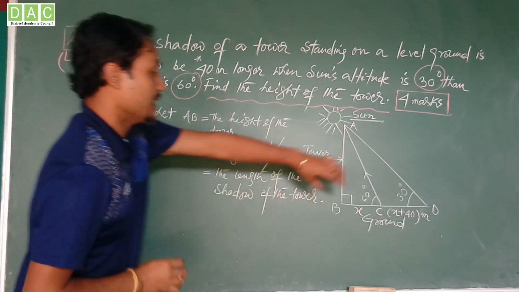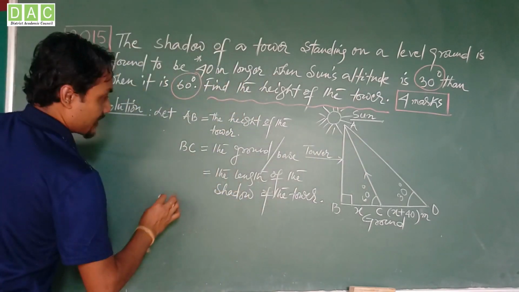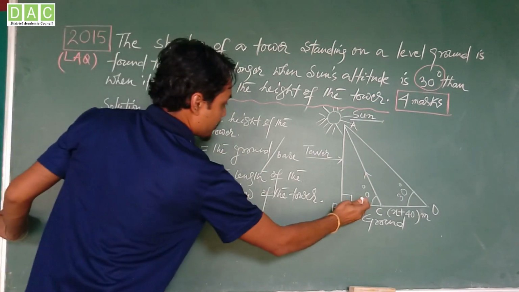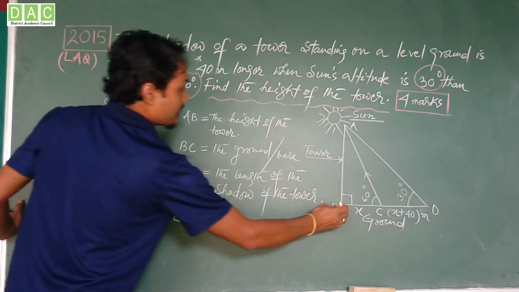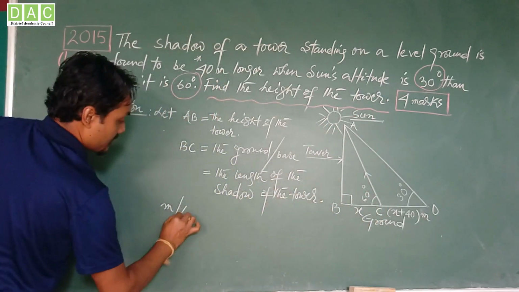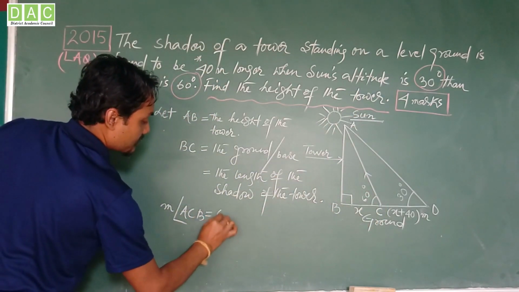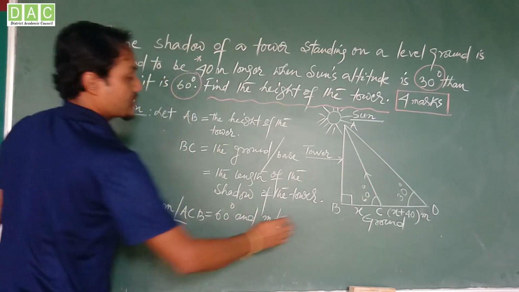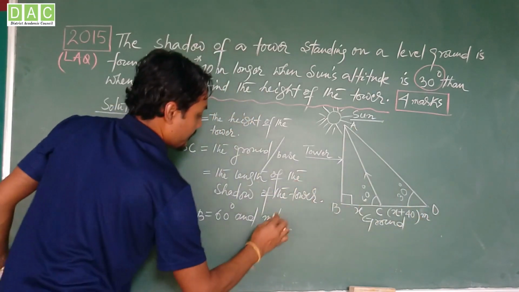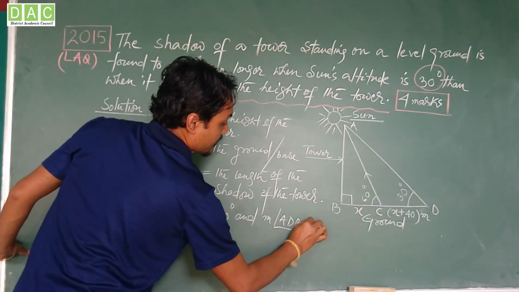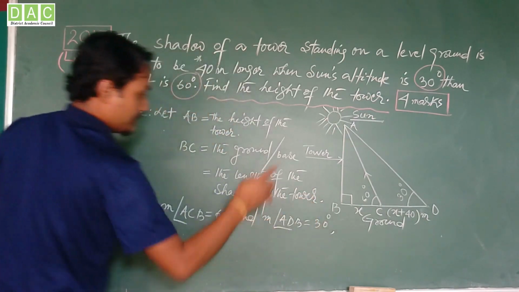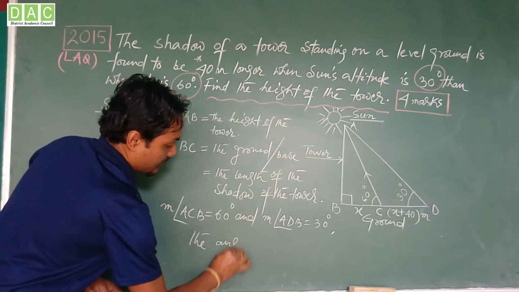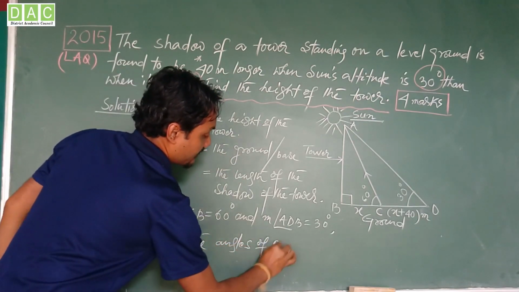Then these are the two angles. These two angles are not necessary to represent here, but anyhow, if you want: the first angle is 60 degrees, that is an angle of elevation, angle ACB is 60 degrees, and the other angle, also an angle of elevation, ADB, is 30 degrees. These are the two angles of elevation. Here we write the angles of elevation.